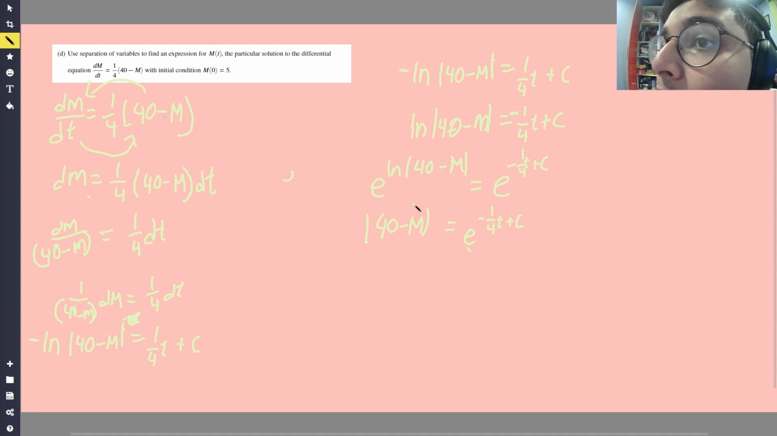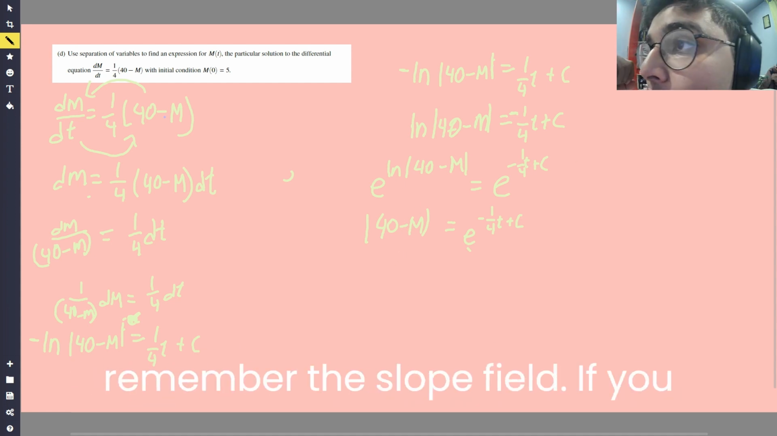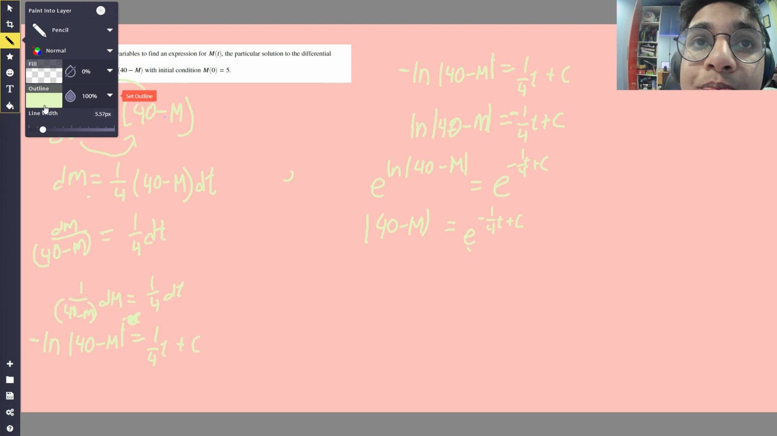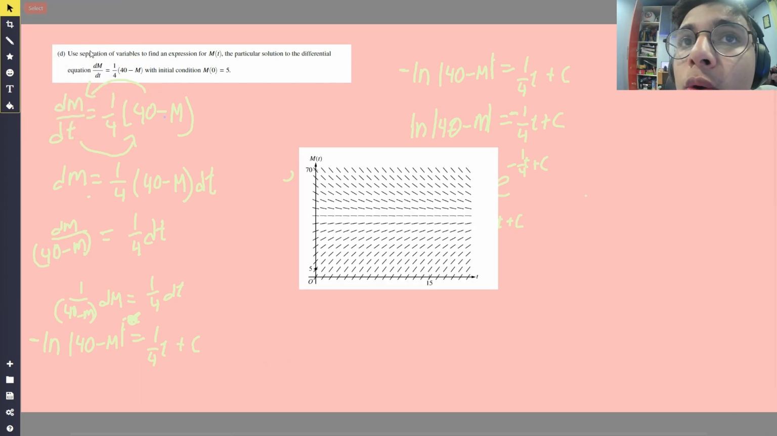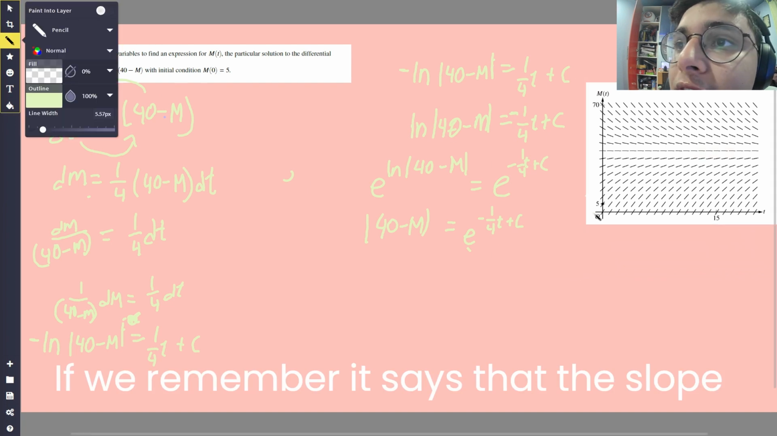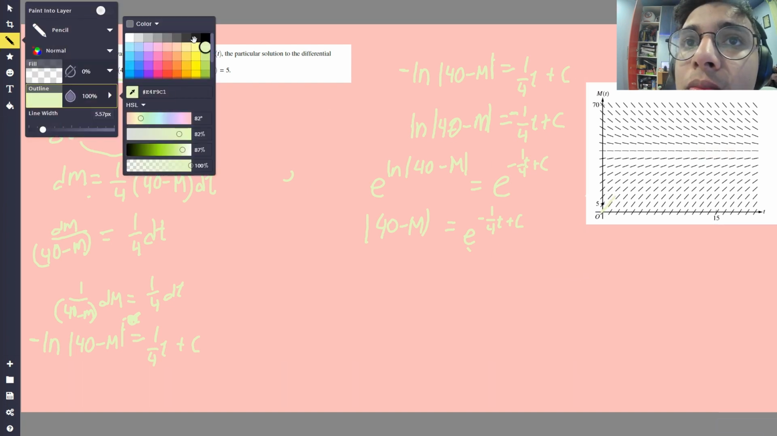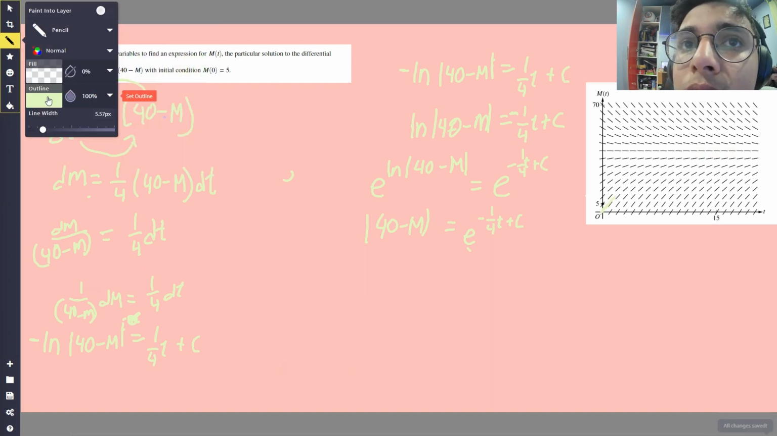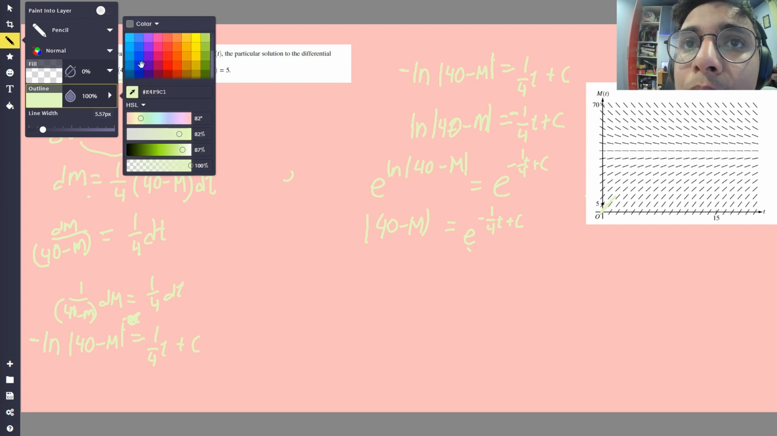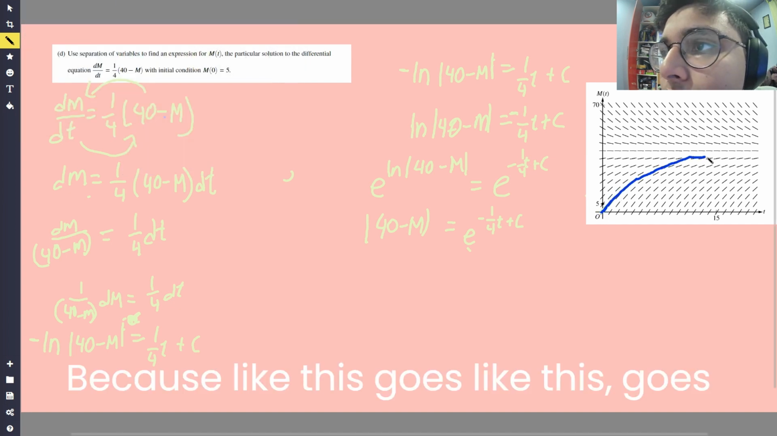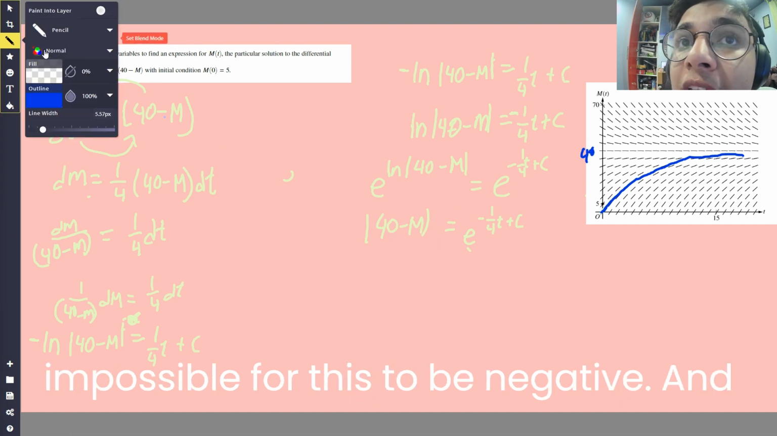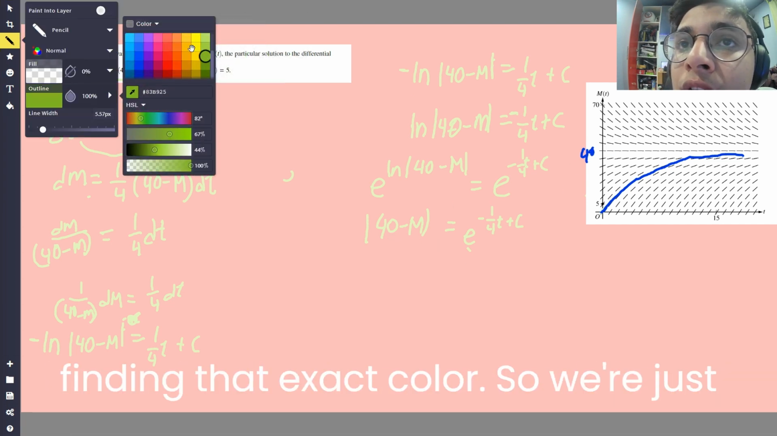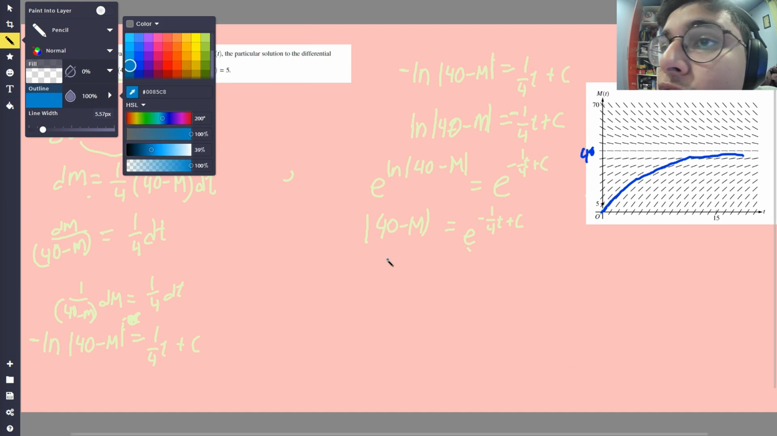So it is quite impossible for this to be negative. If we remember the slope field, it was something like this. I can just pull it up. The slope field was this. Now, if we remember, the slope field shows that it goes like this, goes like this, goes like this, but it never touches 40. So because it never touches 40, we know that it is impossible for this to be negative. So we know that this cannot be negative.